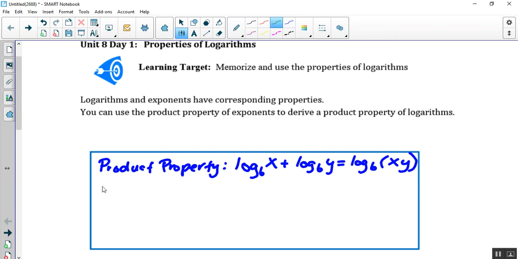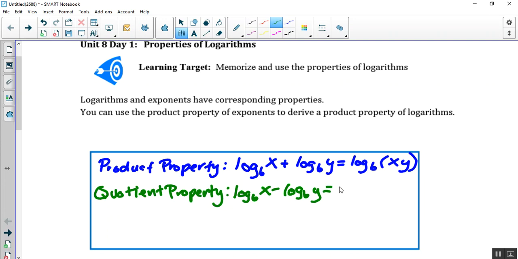Alright, the quotient property. You might expect that if you add two logarithms, you get the log of the product. If you subtract two logarithms, log base b of x minus log base b of y, you're going to get the logarithm of the quotient, log base b of x over y.